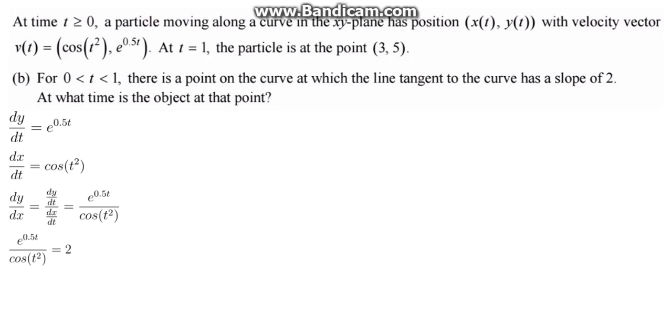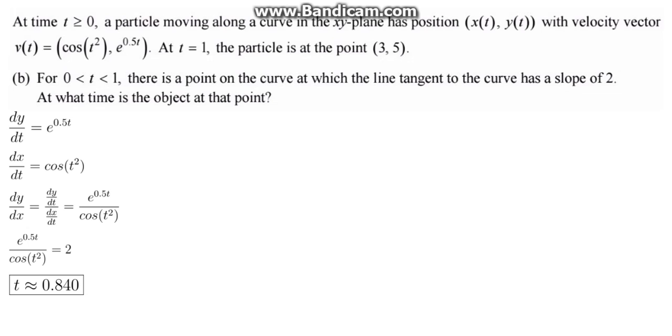We want to find at what time t the object is at that point. The best way to solve this is by graphing this function on a graphing calculator. By replacing t with x, we can graph two functions: y equals e to the 0.5x all over cosine of x squared, and y equals 2. Where these two graphs intersect will be where e to the 0.5t over cosine of t squared is equal to 2. After graphing these two functions and finding the intersection, we find that this happens at t roughly equal to 0.840.